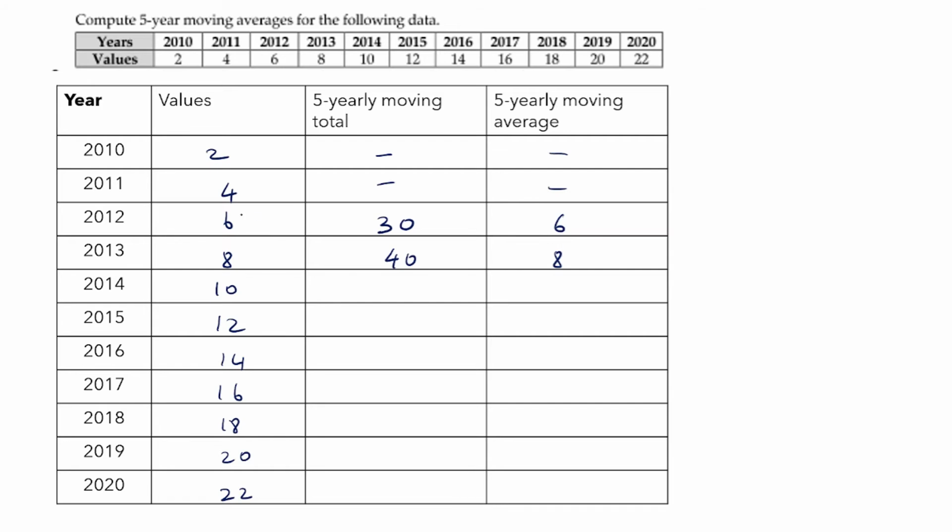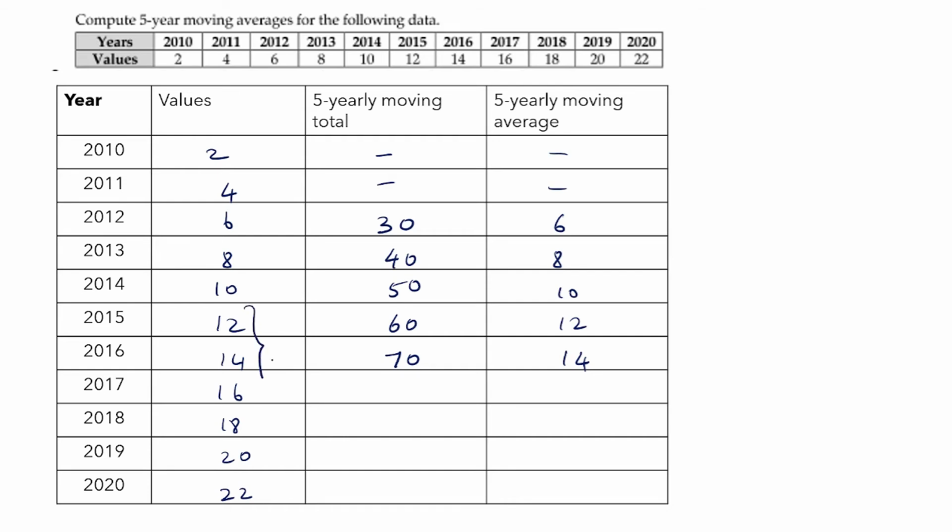And next we have the next 5 years moving total. That is the sum of these 4. All these add up to 50 divided by 5 is 10. And next we have the next 5 years moving total. So all these add up to 60 divided by 5 is 12. Next we have the next 5 years moving total. So it is 10 plus 12 plus 14 plus 16 plus 18. All these add up to 70 divided by 5 is 14.